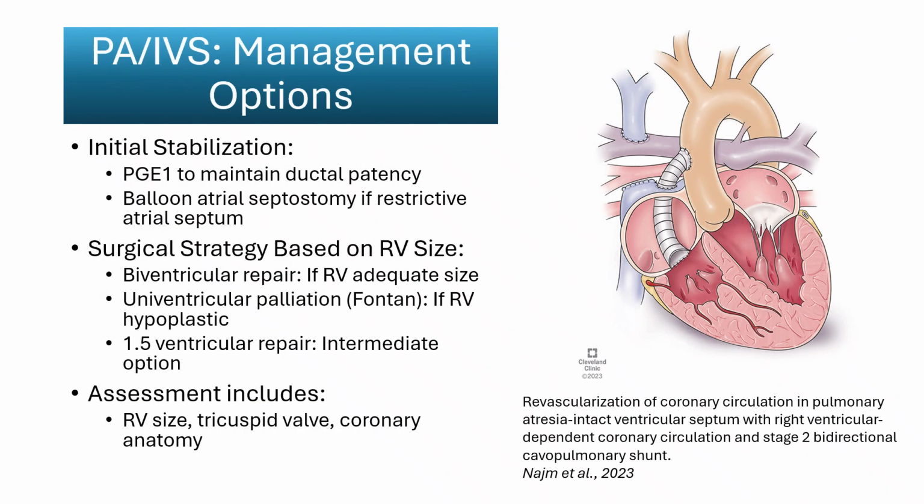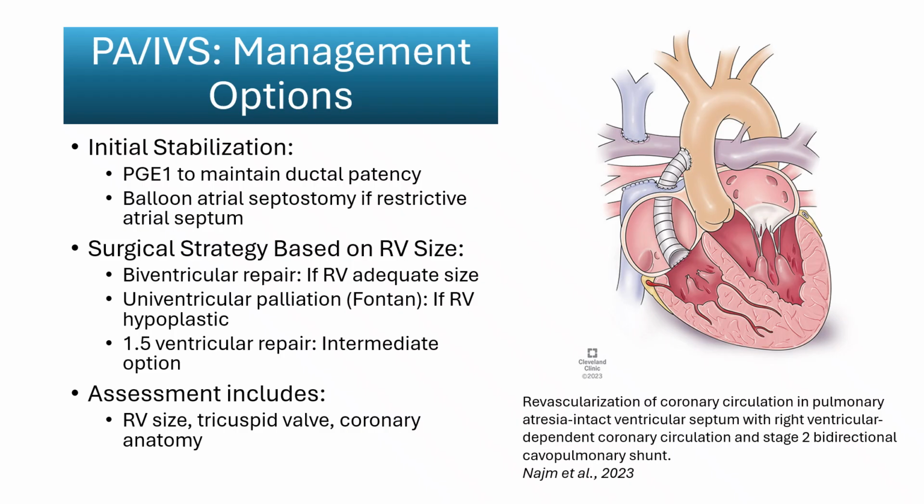Management begins with immediate stabilization. Prostaglandin infusion is required to maintain ductal patency and sustain pulmonary blood flow. If the atrial septum is restrictive, balloon atrial septostomy may be performed to improve mixing and decompress the right atrium. Once stabilized, the surgical pathway is determined primarily by right ventricular size and function.